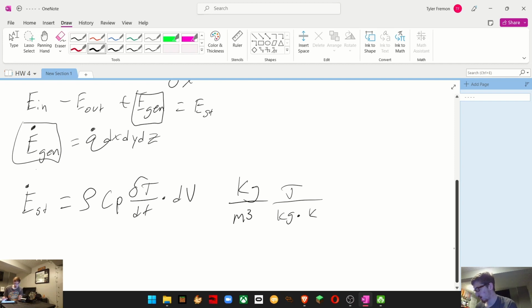So we can go ahead and cross these out. And then we have our change in temperature with respect to time. So we have kelvins over seconds, those cross out. And then we have our differential volume, which is just going to be meters cubed in this case. So we can go ahead and cross those out, and we're just left with joules per second if we're using SI units.